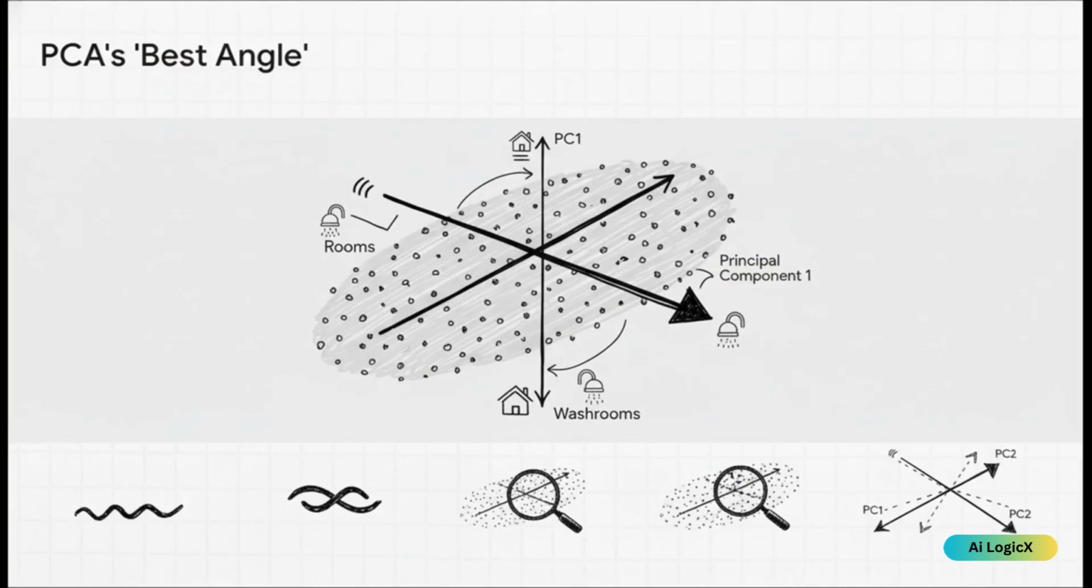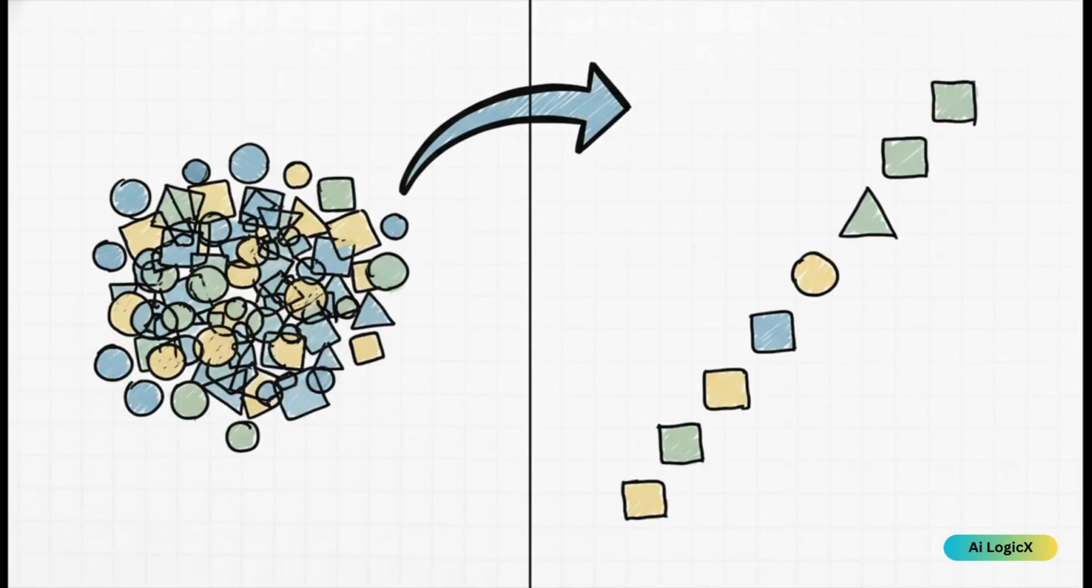Instead of being stuck with those original axes, rooms and washrooms, PCA finds a totally new perspective. It mathematically rotates the whole setup to find the one single direction through the data where the points are most spread out. This direction, the one with the maximum spread or variance, becomes its number one most important new feature, principal component 1. Then it finds the next best direction, which has to be perpendicular to the first, and that becomes principal component 2, and so on. But why do we care so much about this spread?